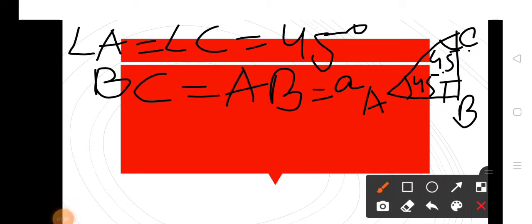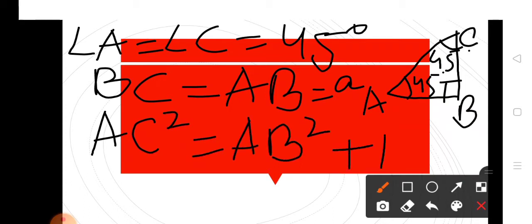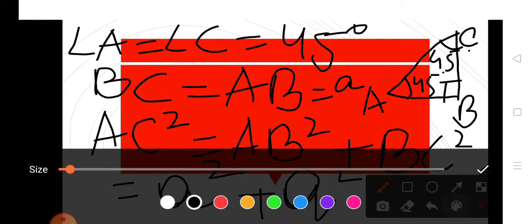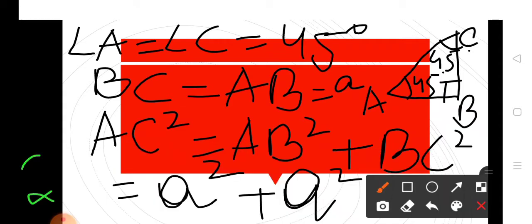Now if I take the Pythagoras theorem in triangle ABC, AC square will be equal to AB square plus BC square. Yes or no? We know this. Now AB is A, so A square. BC is also A, so A square. Together I got 2A square. Yes or no? I got 2A square.